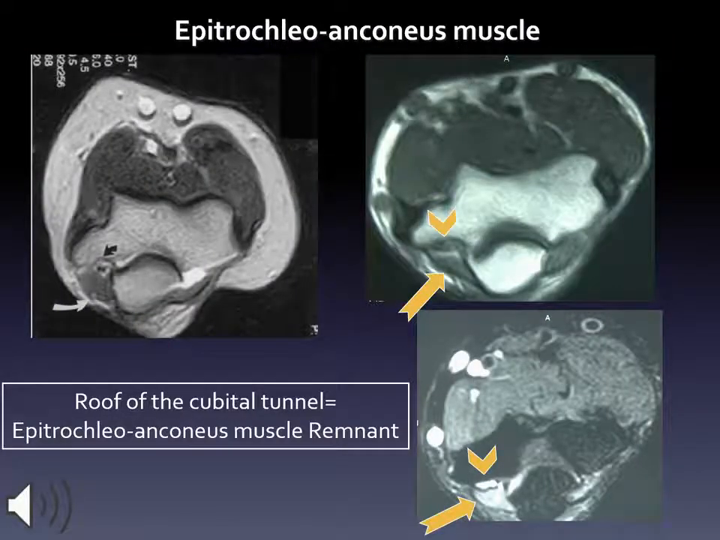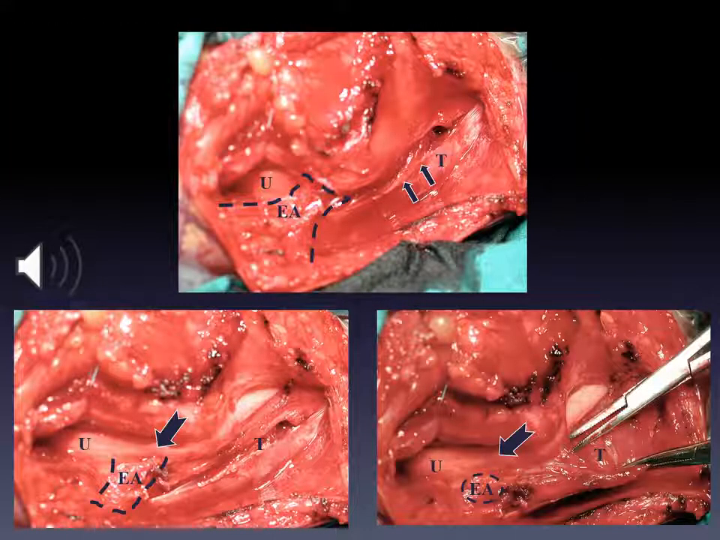The arrow is pointing towards the epitrochleoanconeus muscle, which is a phylogenetic residue. The arrowhead is pointing towards the ulnar nerve, which appears to be compressed and hyperintense in STIR in the lower area. Intraoperatively, the epitrochleoanconeus muscle gets dissected and excised, while the prominent triceps gets dissected, freeing the ulnar nerve. The arrow points towards the mark left on the nerve by the epitrochleoanconeus muscle.